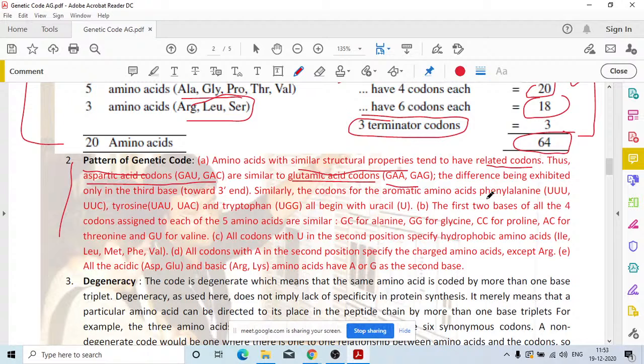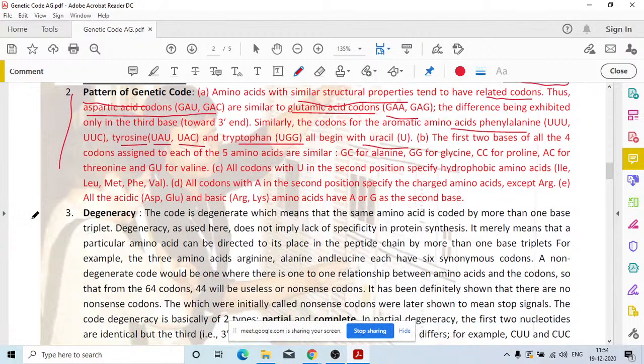Similarly, the codons for the amino acids phenylalanine, UUU, UUC, tyrosine, UAU, UAC, and tryptophan, UGG, they all begin with U. So you can find that there are some patterns: similar amino acids have similar genetic codes.